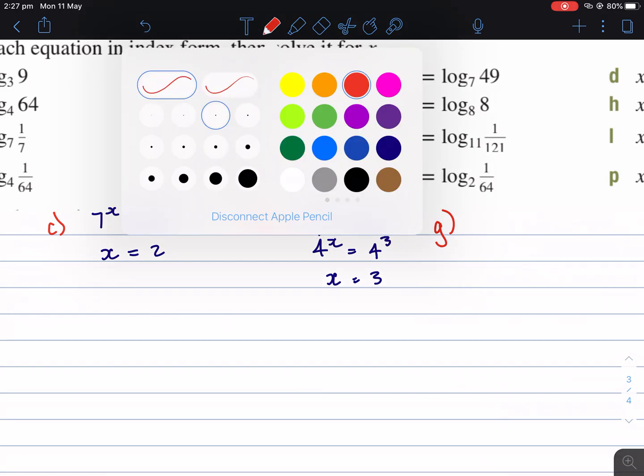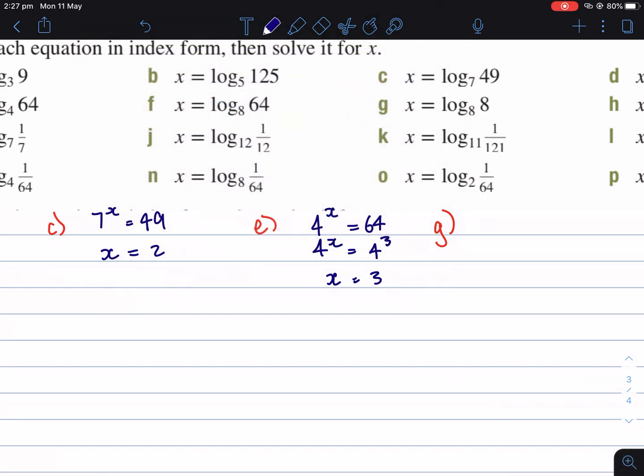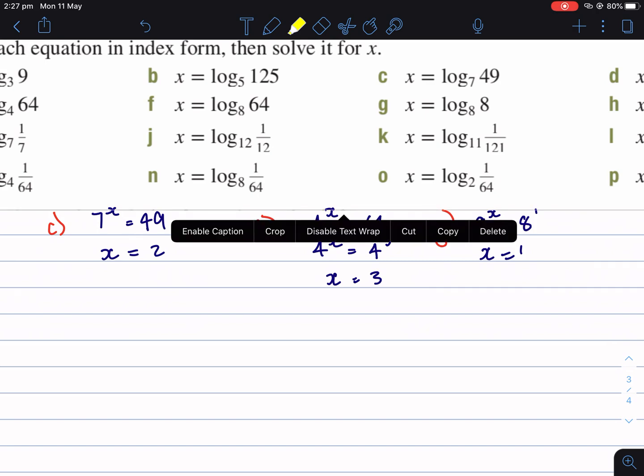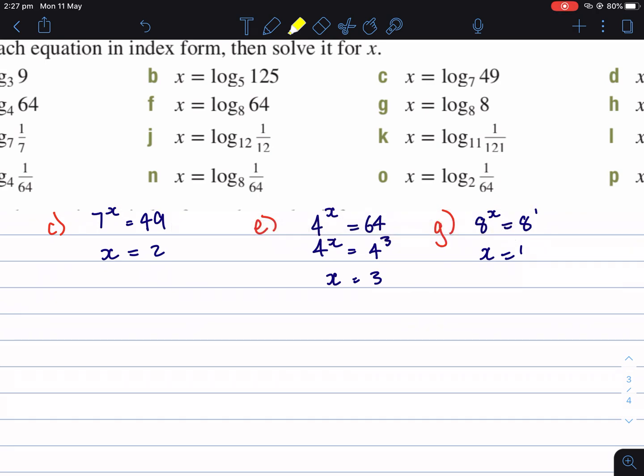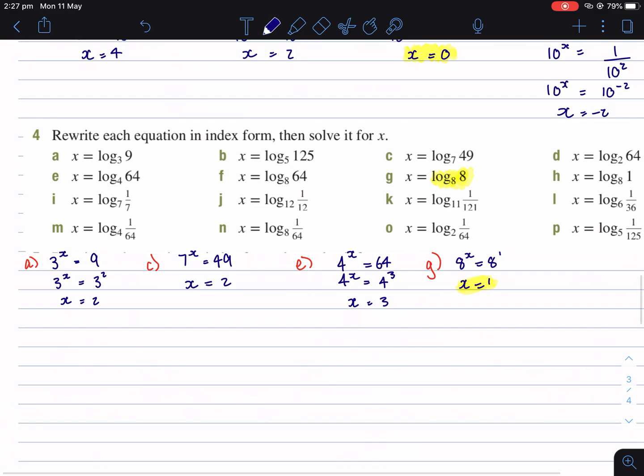G, we've got x equals log base 8 of 8. Now this is a really good one to know. This means 8 to the x equals 8. Well, that's to the 1, isn't it? So x equals 1. So every time you end up with log base whatever and it's the same, the answer is going to be 1. Every time.